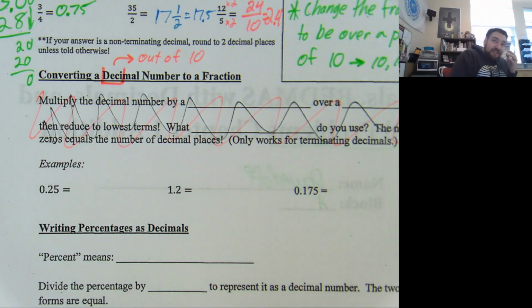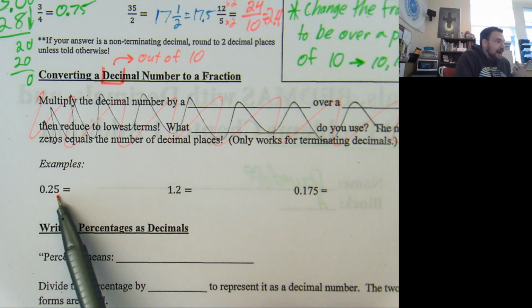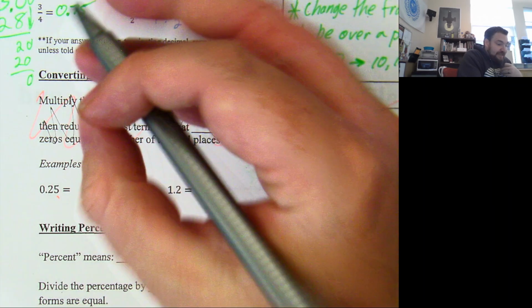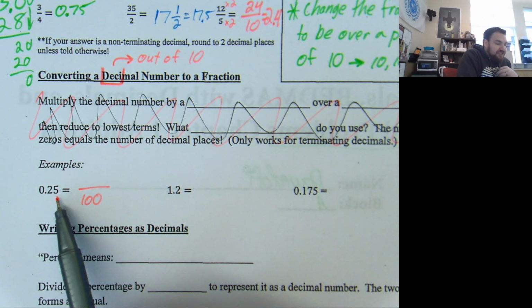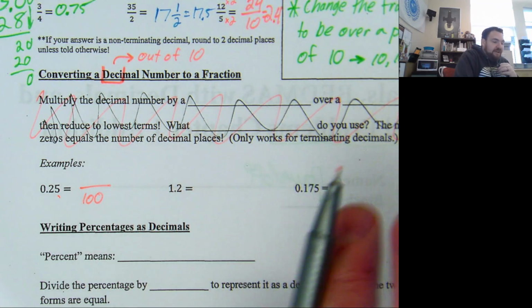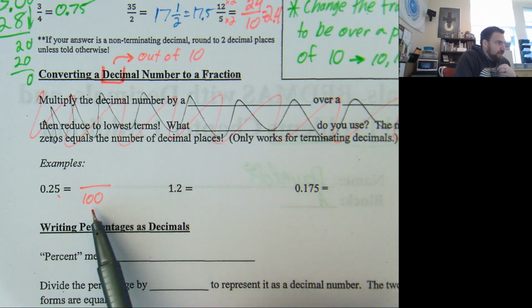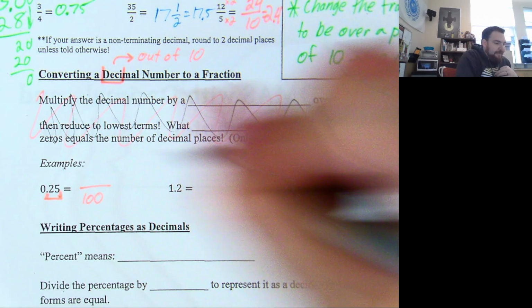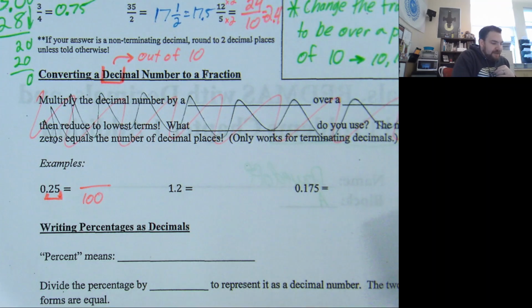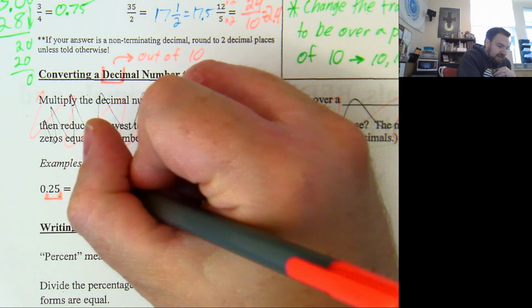If I want to convert this thing to a fraction, here's what you do. What place is that 5 in? It's in the hundredths spot. So we're going to put this over 100. Whatever this place value is, the furthest right place value becomes the denominator of your fraction. And then the whole number becomes your numerator. So this is going to become 25 over 100.